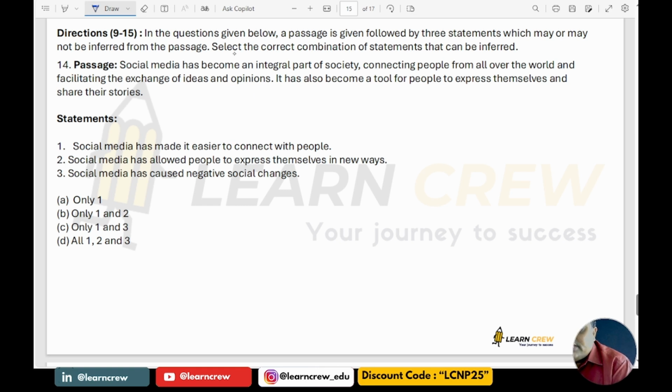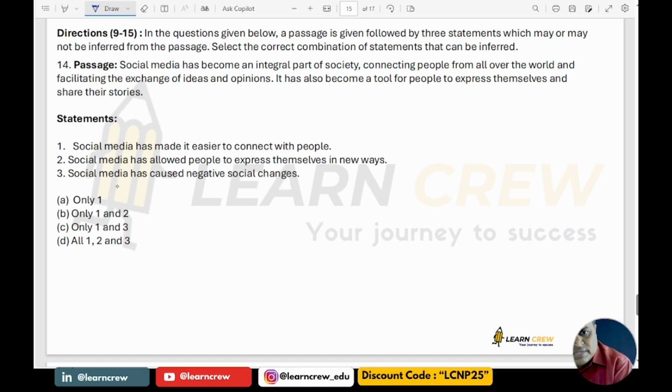It is also an inference-based question. Please answer. Social media has become an integral part of society, connecting people from all over the world and facilitating the exchange of ideas and opinions. It has also become a tool for people to express themselves and share their stories. Statements. Social media has made it easier to connect with people.